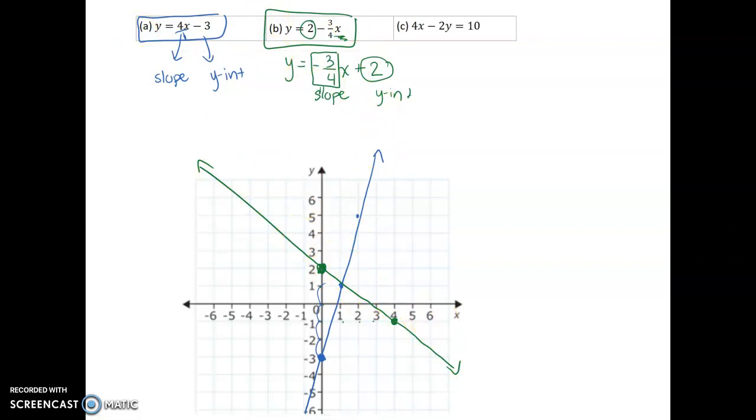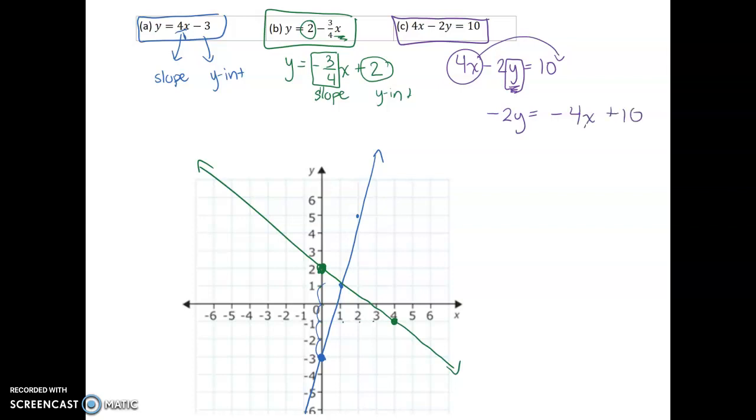The last one is harder to visualize to graph because it's in standard form. So we can always rearrange and rewrite it in slope y-intercept form to quickly get the slope and the y-intercept. To do that, I need y by itself, right? That's the key in slope y-intercept. So I'm going to move the 4x to the other side. Remember, when you move things to the other side, it changes the sign. So -4x. I still have that +10. But the y should be by itself, so I'm going to have to divide everything by -2. That means each component on the right side.